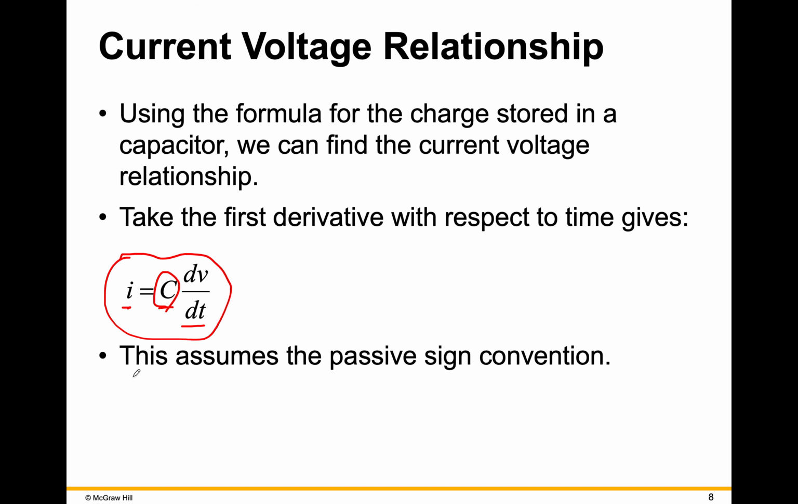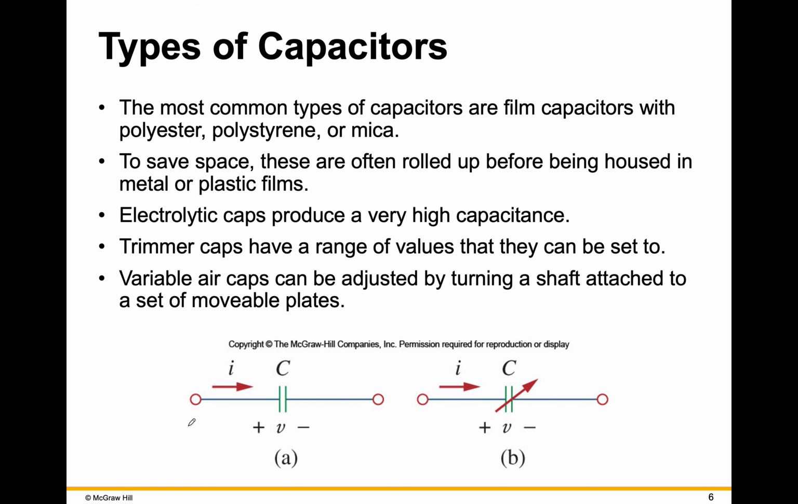Let's go back. Oh, and by the way, this is assuming the passive sign convention. So what is the passive sign convention? The passive sign convention is that current flows into the positive voltage terminal. So when you write that equation for the voltage across a capacitor, you're assuming current in this direction and voltage in this direction, plus to minus.